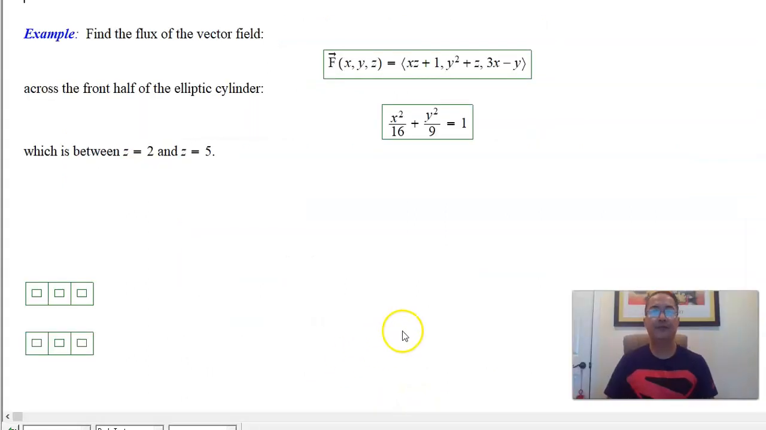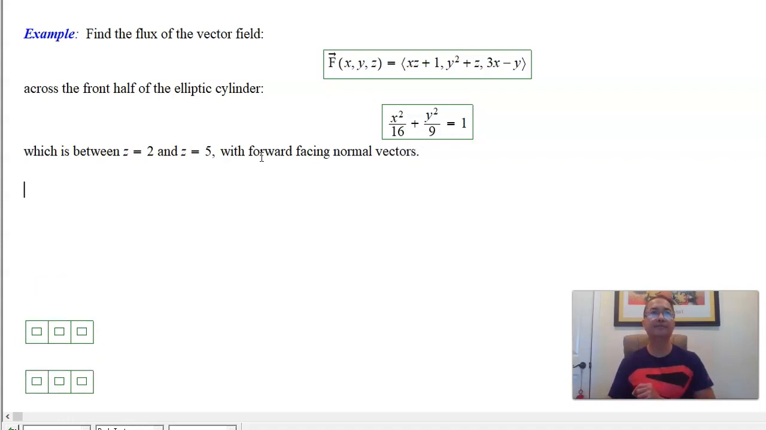Okay, so let's go to our workroom and let us find the flux on a different kind of surface. Fresh problem. We want to find the flux of this vector field, xz plus 1, y squared plus z, 3x minus y. We want the flux across the front half of this cylinder, which is the part between 2 and 5, with forward-facing normal vectors. Earlier we did the right half, and I wanted rightward-facing normal vectors. Now how about the front half, and we want forward-facing normal vectors.